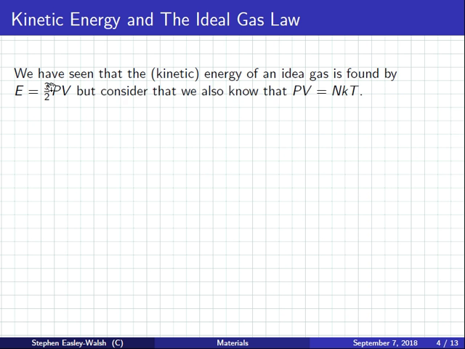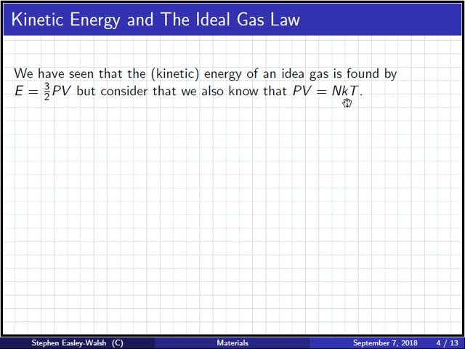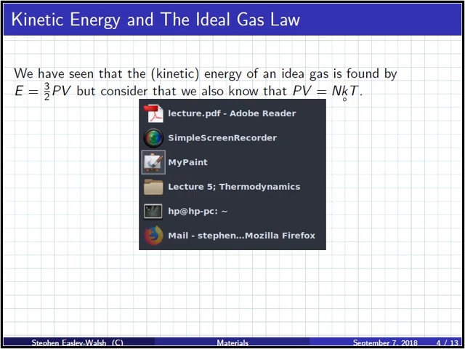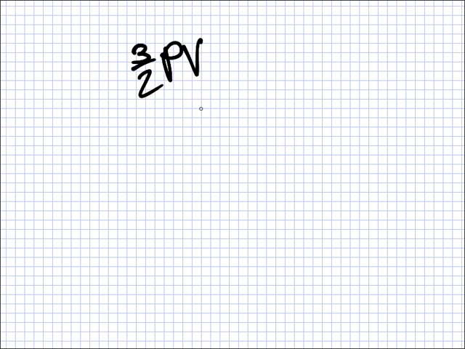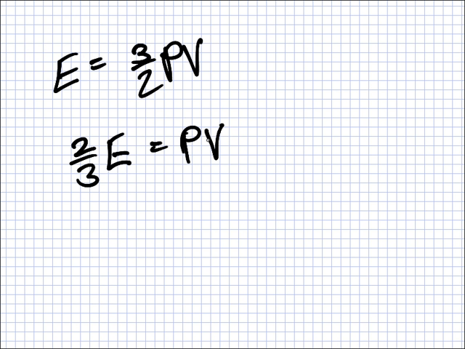Okay. We also have the formula PV equals NkT. So, maybe we can connect them. PV, 3/2 PV equals E. So that means 2 over 3 E equals PV. But PV equals NkT. Small n. Well, if it's small n, then it's nRT. Oh yeah.